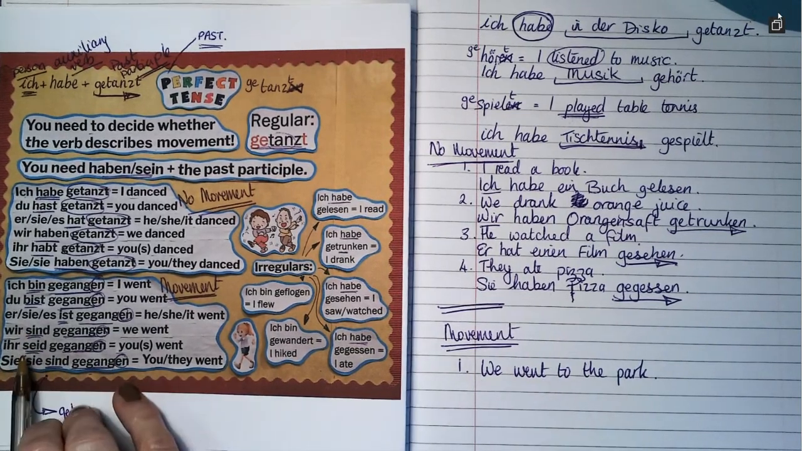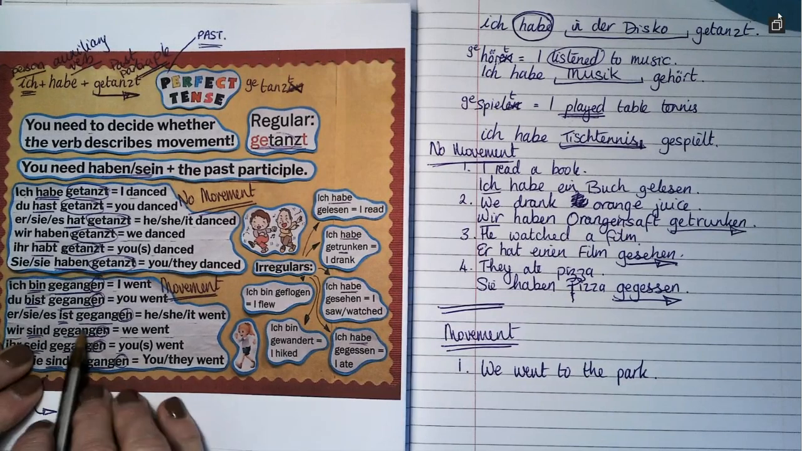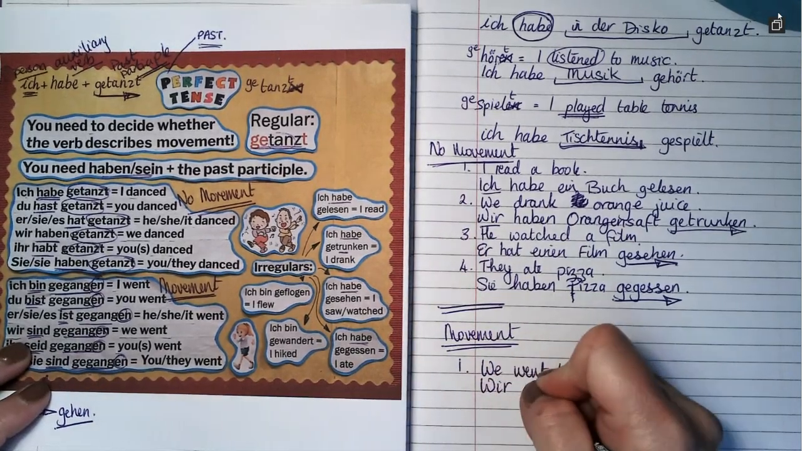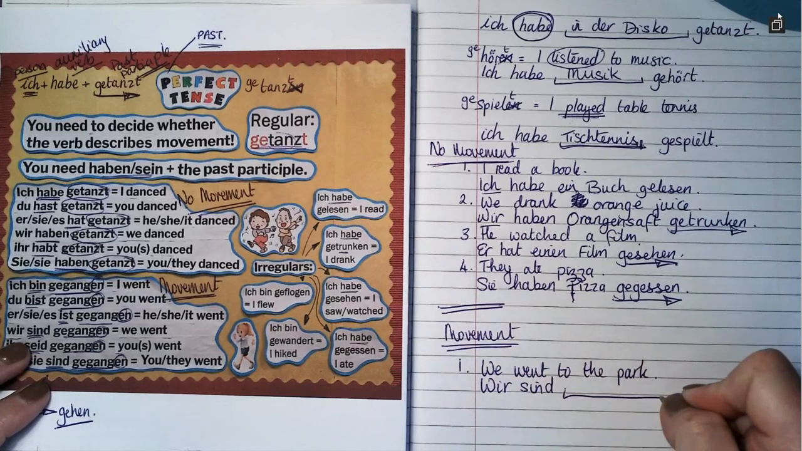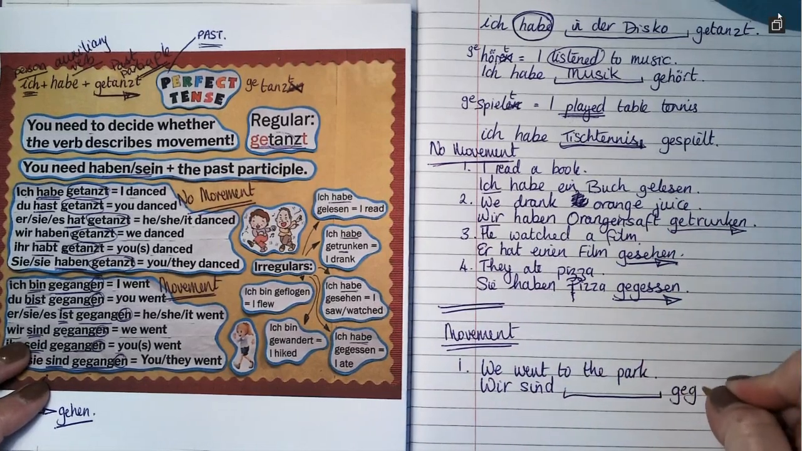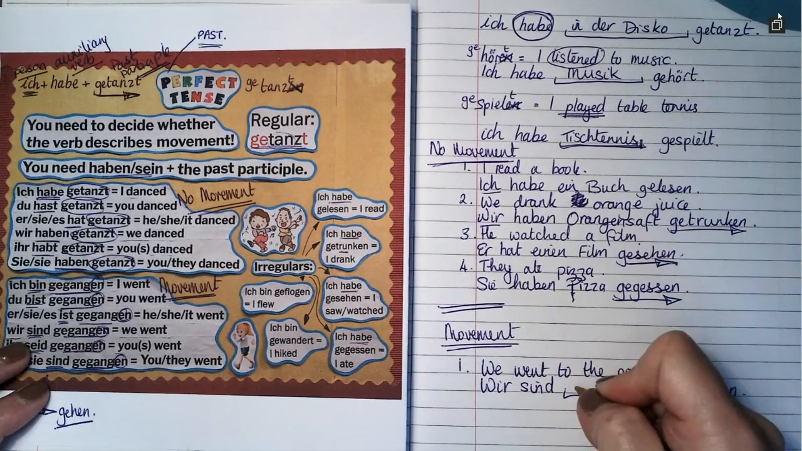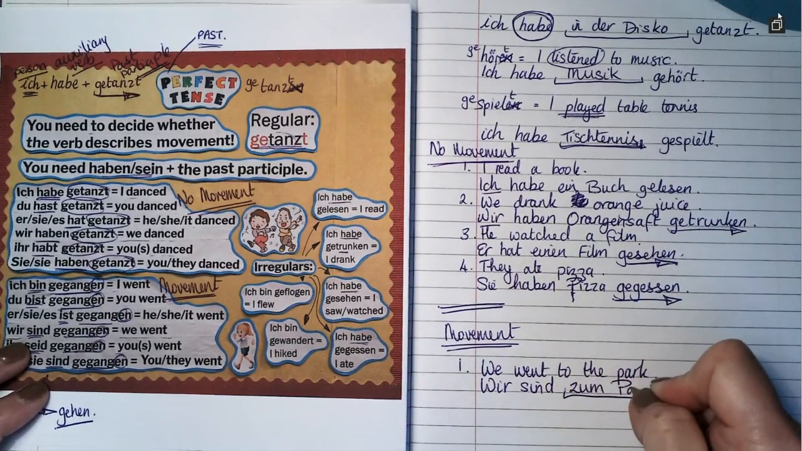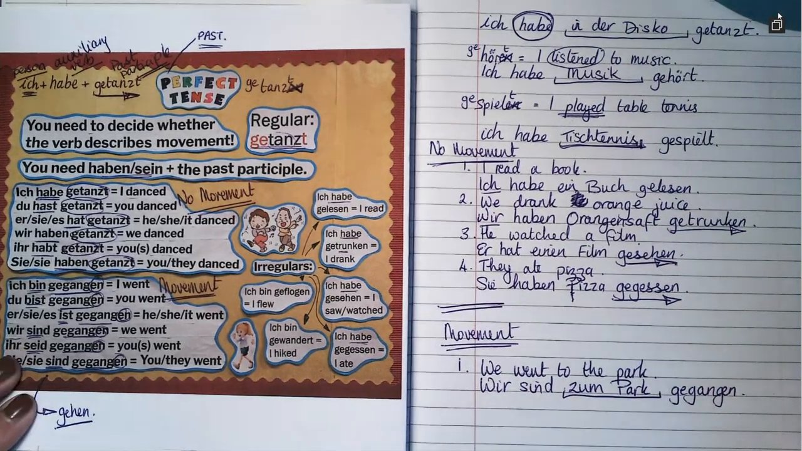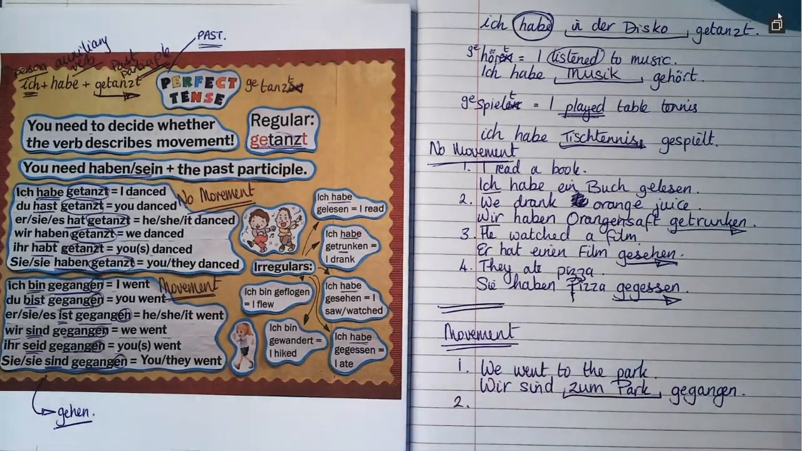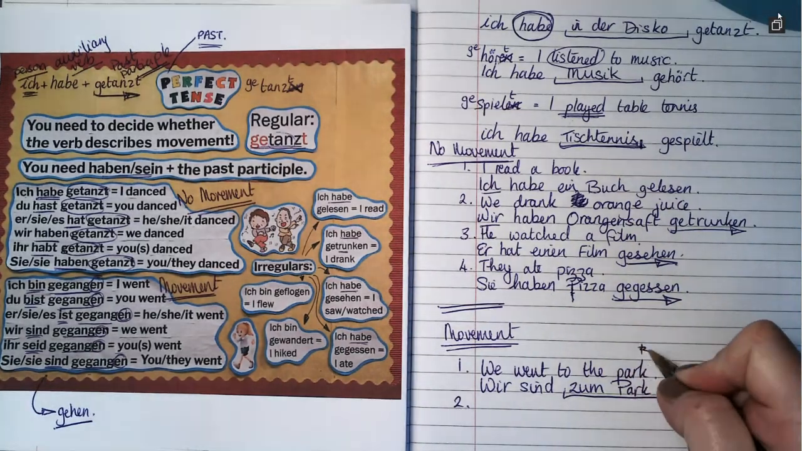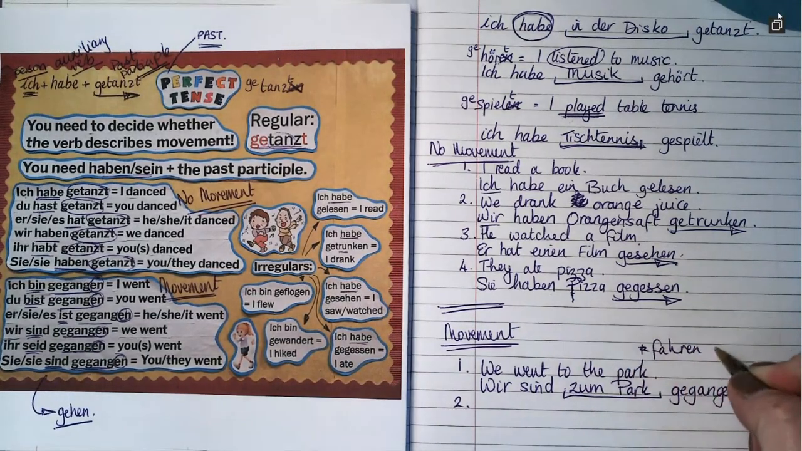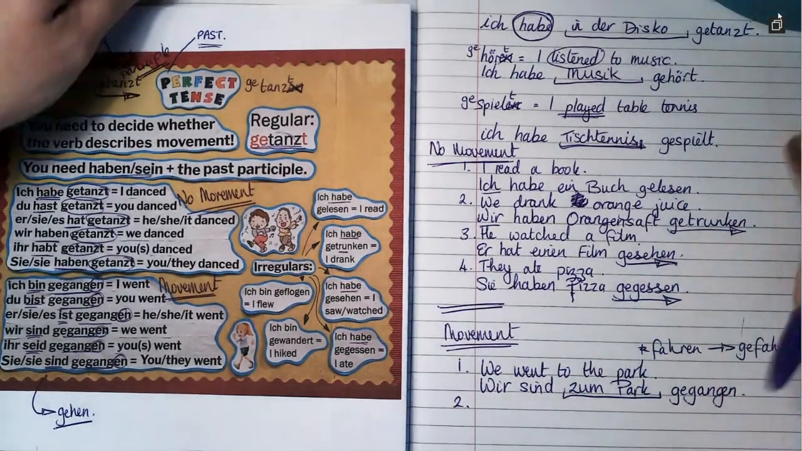So we went and we know it's motion. So here we are over here. Wir sind and we've got gegangen. You just need to remember wir sind and gegangen goes on the end. And to the park will be zum Park. Okay, so next one is, I went to London. So I'm just going to tell you that fahren is an irregular past participle and it goes to gefahren. Okay, so make sure that you're happy with that.